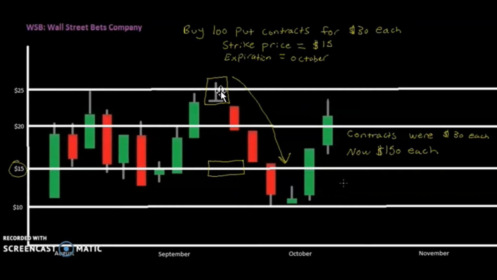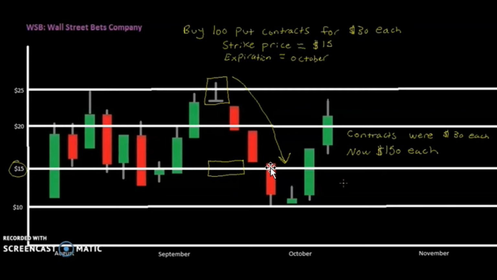When the contracts were $10 out of the money, right? Pretty much it was at 25 bucks. Now it's $15. You're $10 out of the money, right? And those contracts were 30 bucks each before, right? Now these same contracts are worth $150 each because they reached $15 a share.